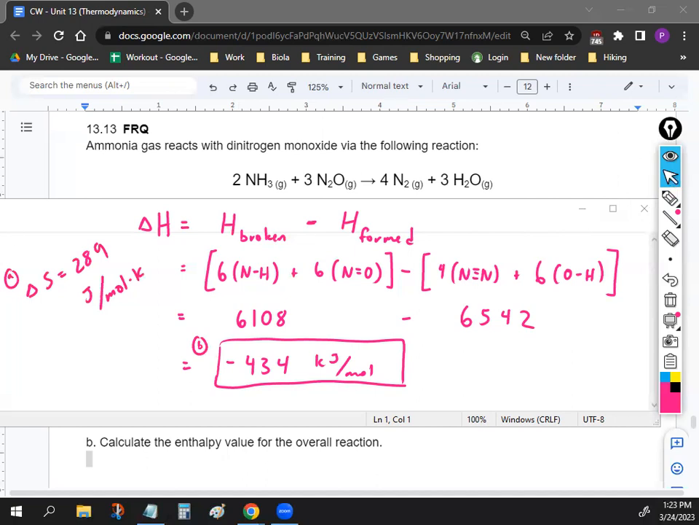Make sure you guys have A and B written down because we're going to go to part C. For part C, all you're doing is calculating if the reaction is thermodynamically favored at 25 degrees Celsius. You'll have to convert units, whichever you like.